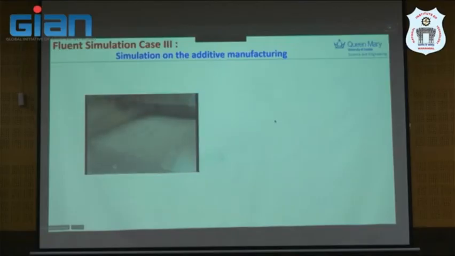Okay. Here is laser powder bed fusion. We call it LPBF. It's another typical additive manufacturing process, and it uses a high-powered laser to selectively remelt powdered material layer by layer.